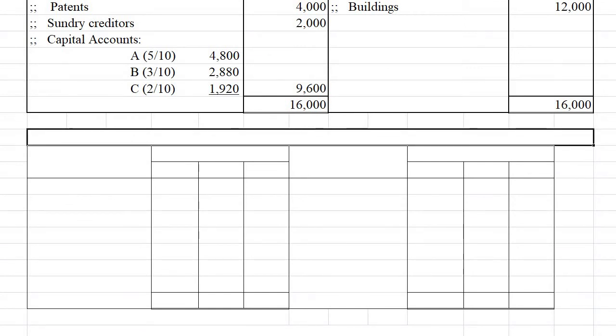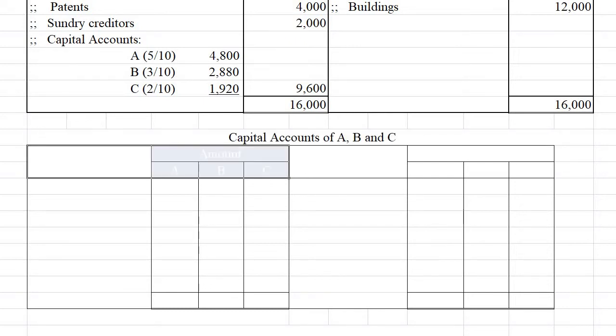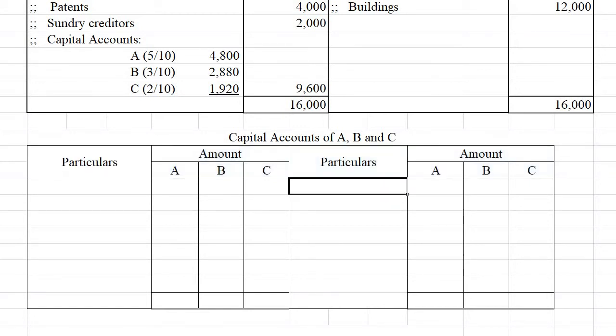Now let us prepare the capital accounts of A, B and C. Capital account of A, B and C. Particulars and amount are filled. Okay, we can write first the opening balance, by balance brought down. Opening balance is given in the balance sheet: 50,000, 35,000 and 25,000. So that is written here.